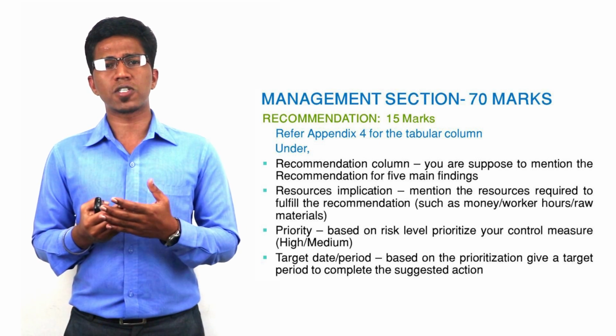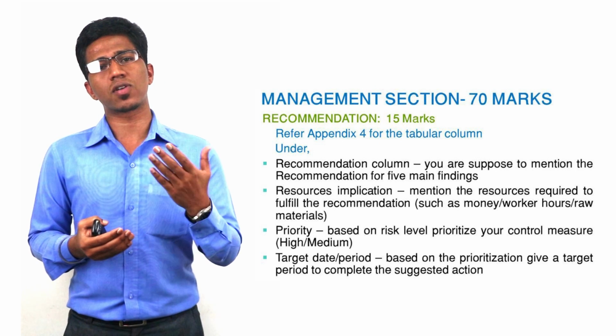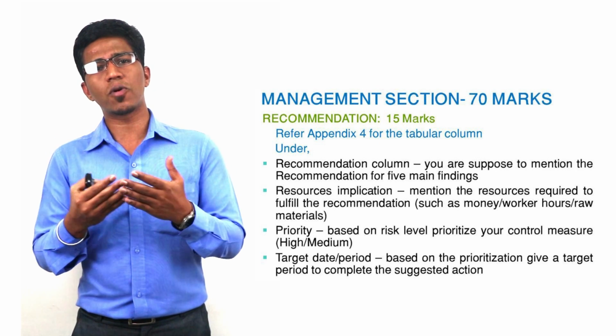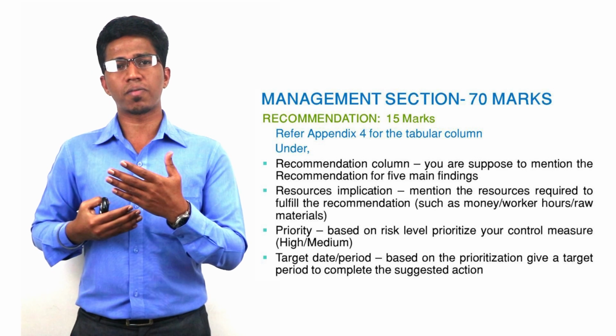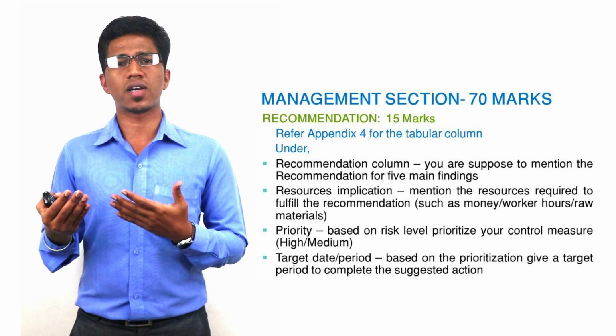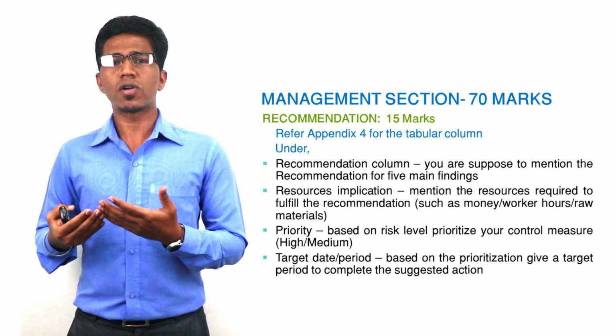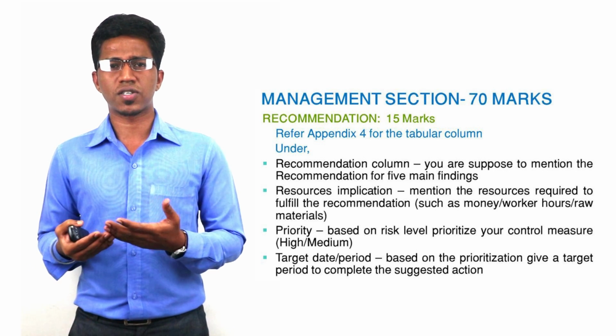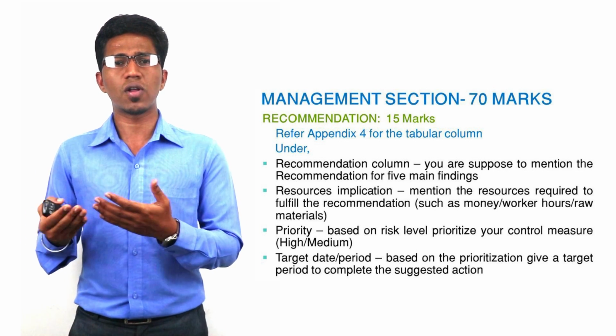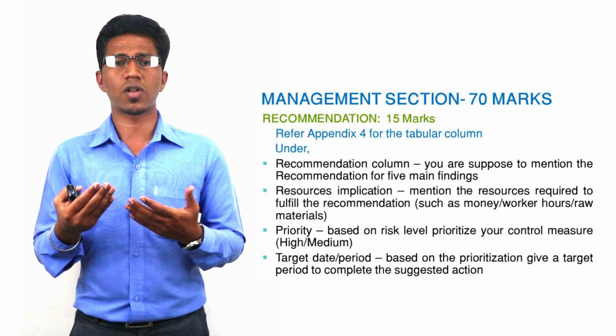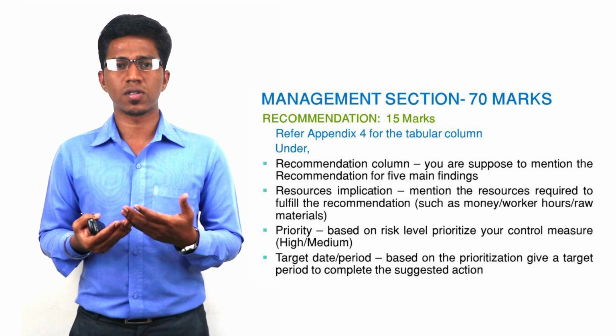Moving to the next column is priority, where you're going to prioritize your control measure depending upon the risk level, whether you prioritize it as high or as medium. Now why not low? Because we have selected the critical issues, so definitely we will not give a low priority. So we will be focusing on high or medium priority.